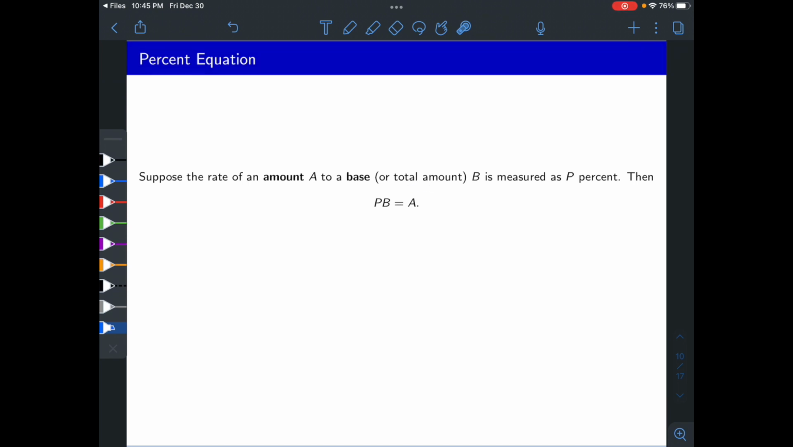So this would be like if you're doing a survey where 20 people like the color blue out of 100 people surveyed, the 100 people surveyed would be your base. And then P, your percentage, times your base is equal to the amount. So if you say 20% of the 100 people is equal to the amount of people that like the color blue, or whatever your poll thing is. Okay, so this is known as the percent equation. Please don't memorize it, just know how to use it.